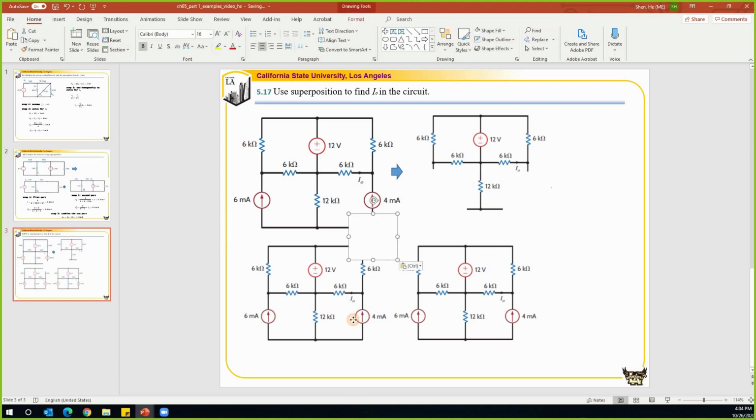And in the second case, if we focus on this current source, we will set this to be 0, so this will be gone. And at the same time, we'll make this voltage source to be 0. How do we set it to be 0?